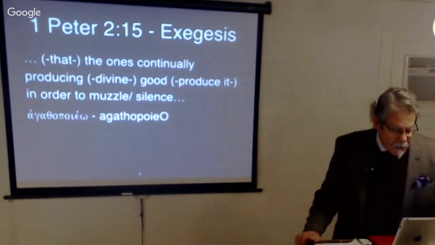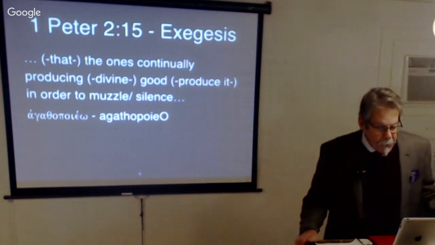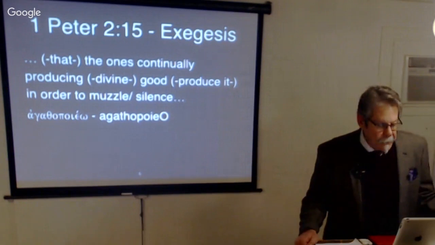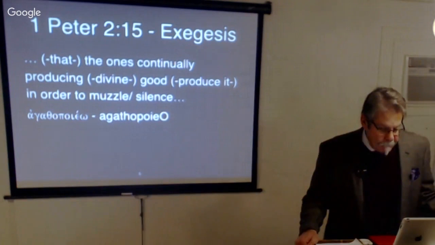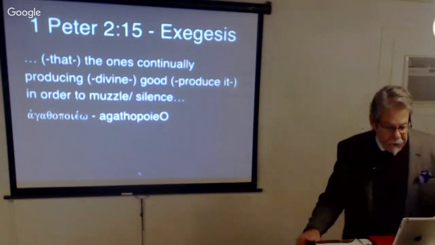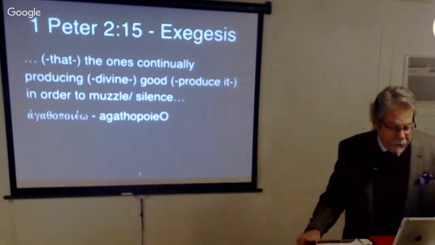The present tense means continual action, okay, or linear action, and as a participle, it's a verbal adjective used as a substantive. So that's why we have to have the ones in there, okay? As an example, I use that word all the time, a substantive, saying this adjective is used as a substantive. The idea of an adjective used as a substantive, we have it in English.